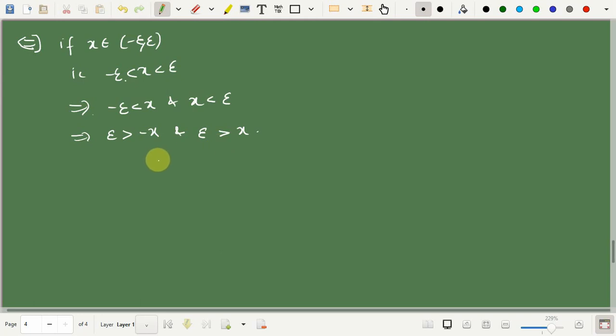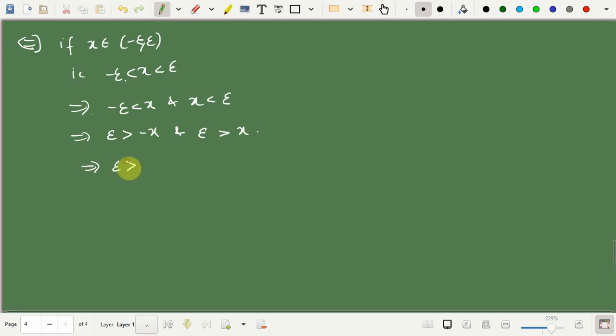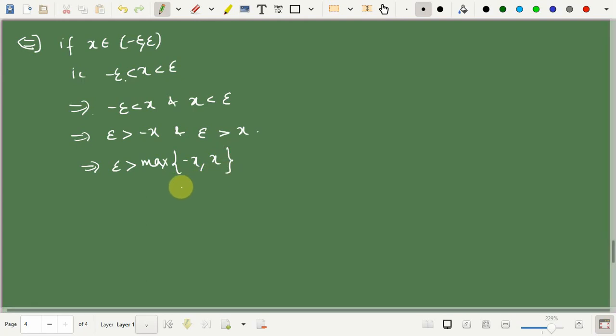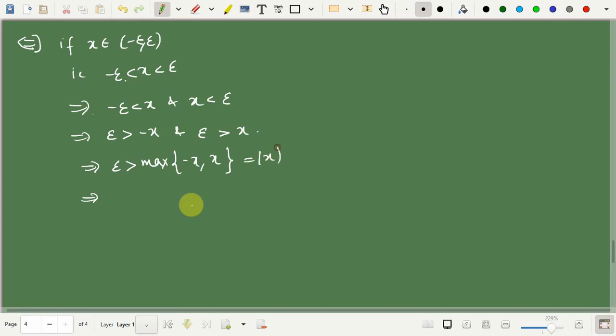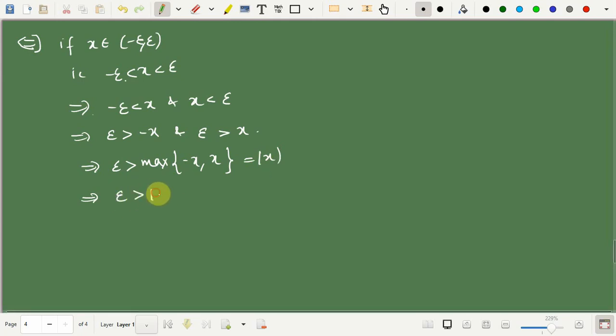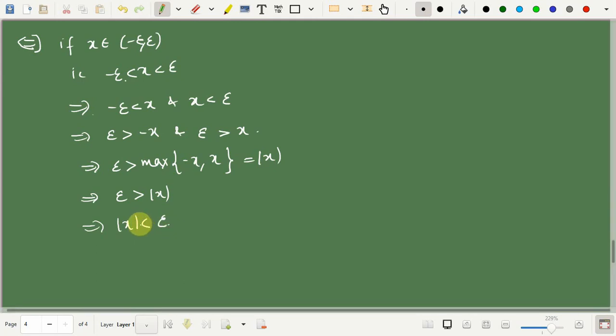So how can I consider this with the maximum of minus x comma x? The maximum of minus x comma x definitely is one among minus x or x, and since epsilon is greater than both minus x and x, this implies that epsilon has to be greater than the maximum of both minus x comma x. Okay. And this is nothing but mod of x. So this implies that epsilon is greater than mod of x, and that implies that mod of x is less than epsilon.